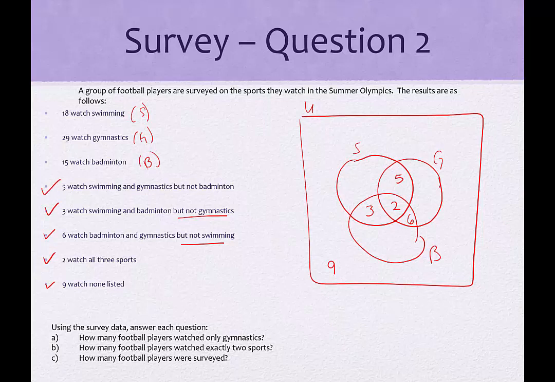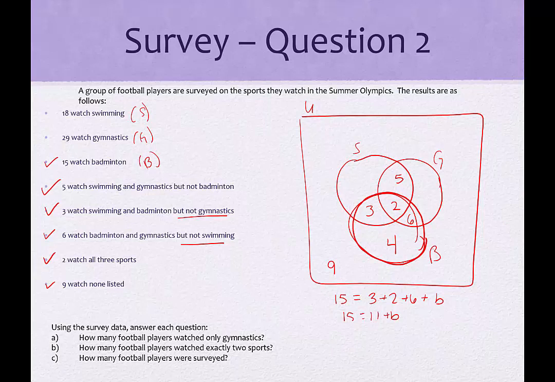Okay, now it says 15 watch badminton. So that's the cardinal number of this set here. So all 4 regions should add up to 15. So we need to figure out how many people only watch badminton. So we're going to say 15 equals 3 plus 2 plus 6 plus, we'll say B for only badminton. Well, that's going to add up to 11. So it's 15 equals 11 plus B. You can subtract 11 from both sides. Turns out there's going to be 4 right here, right? So then when we add up the 4 regions, it adds back up to 15.